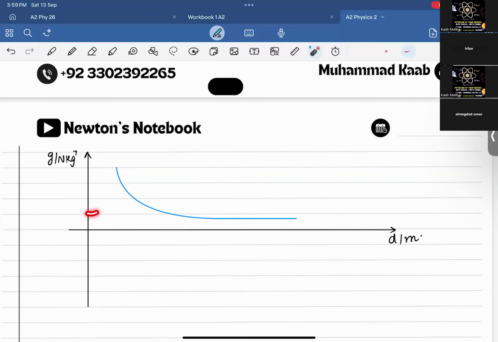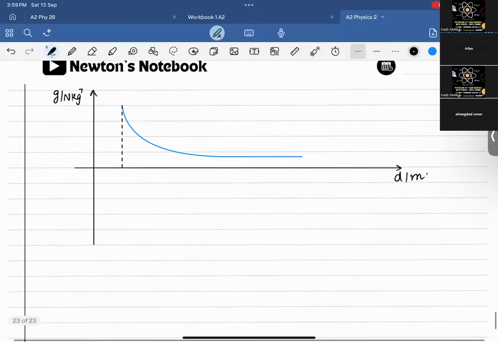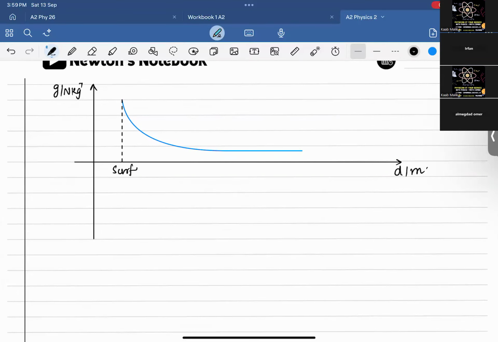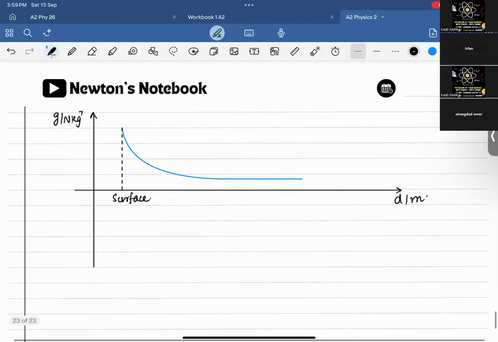I've started the graph at a line above, and this is the separation. This is the radius, or you can say this is the surface of the first planet, and this is the gravity value. I should draw the dotted line. So this is the gravity value, g1.